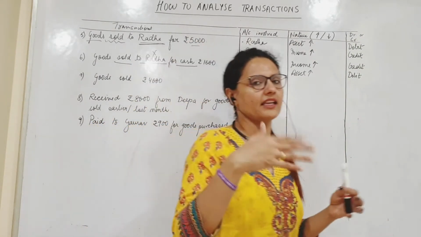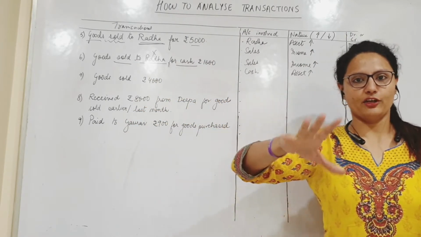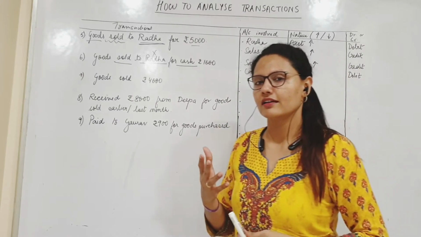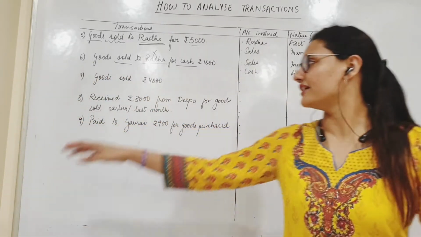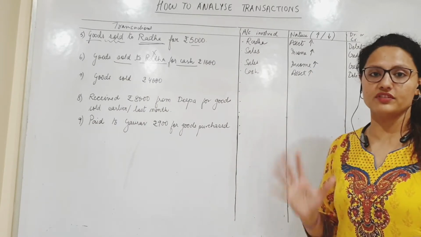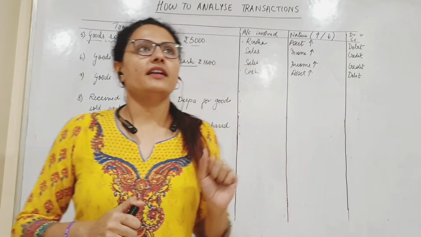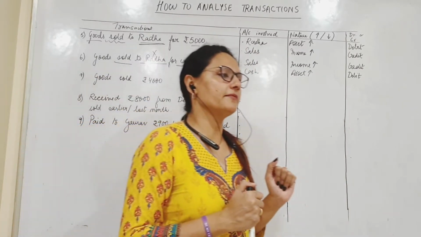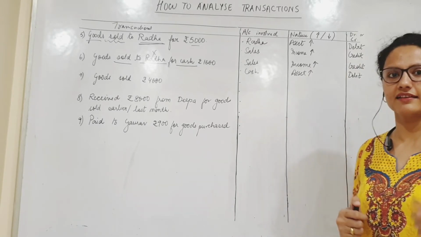You now just start thinking. Whenever I put your transaction here, pause the video for a minute. Think क्या होगा. उसके बाद you listen to what I am explaining. Okay? So now here, goods sold 1,000. Goods sold 1,000. Okay. Cash भी नहीं बोला है. किसी का नाम भी नहीं है. तो क्या होगा?